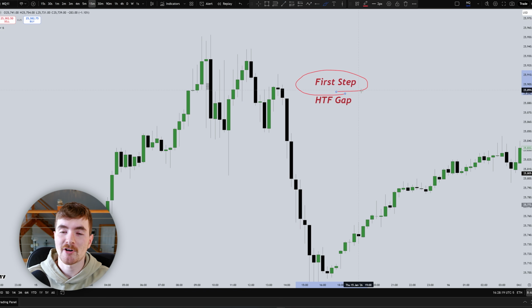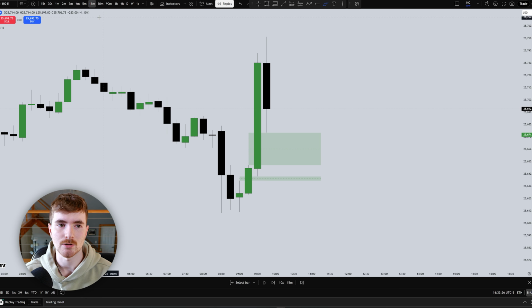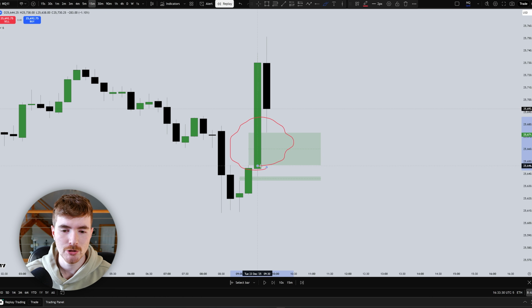The very first step of my Trinity model is to find a high time frame fair value gap, very similar to what we were doing earlier. Here, as you can see, I'm on my 15-minute chart, and I've drawn out 2 bullish 15-minute gaps. So what I'm going to do here is hop down to my lower time frame to see if we tag into either of these gaps.